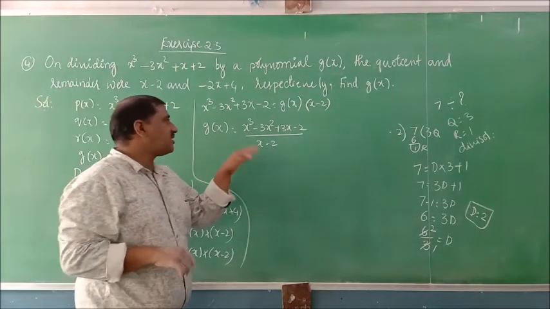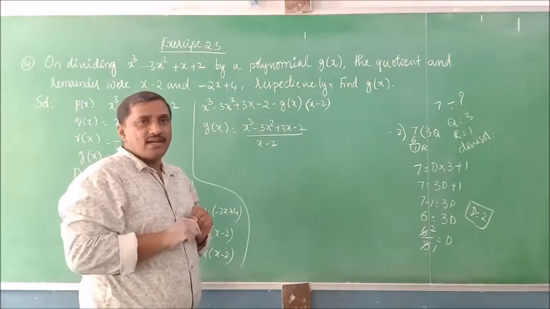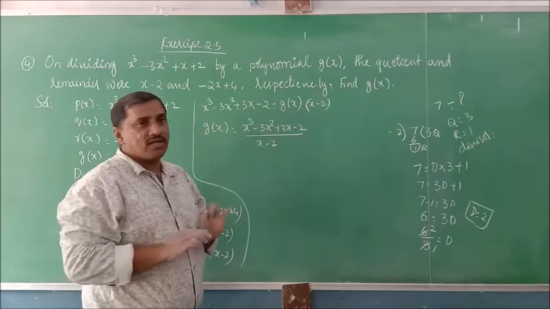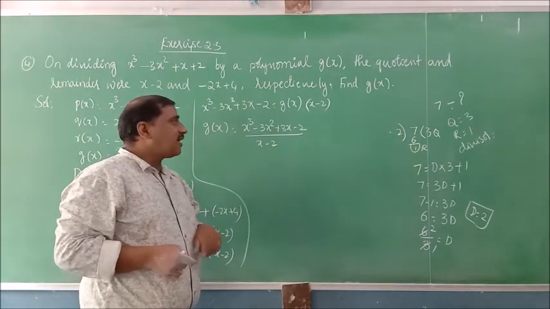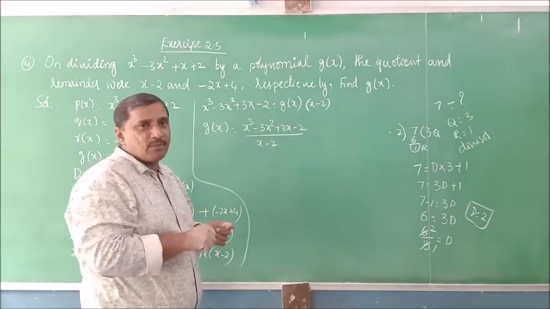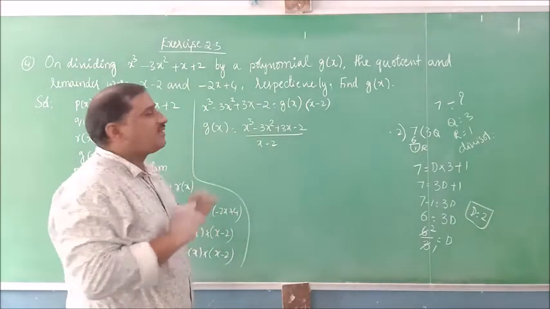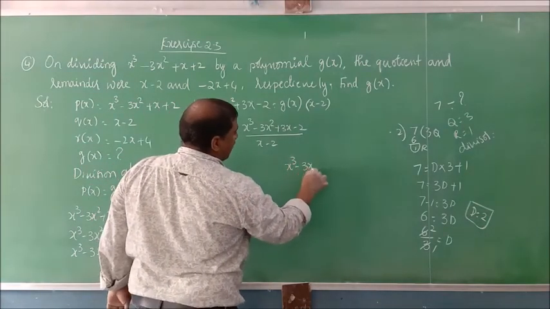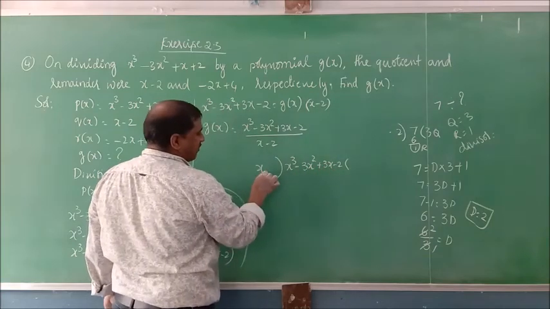So division means what? First, all the terms should be written in the decreasing order of their powers: 3, 2, 1, 0. Then see that all the terms are there. When we find all the powers in the decreasing order without missing any power, then all the terms are given. So here all the terms are given. Then start the division: x cube minus 3x square plus 3x minus 2, divided by x minus 2.